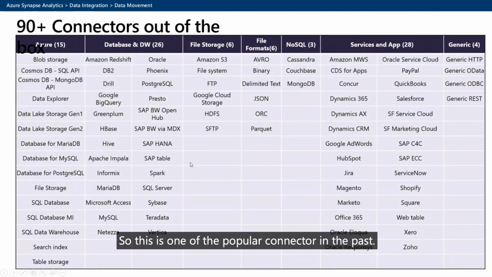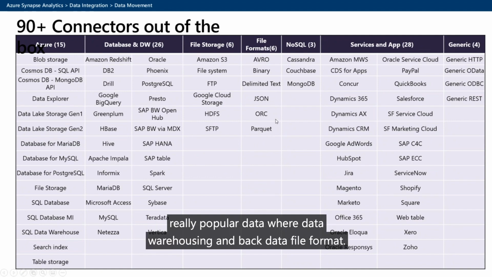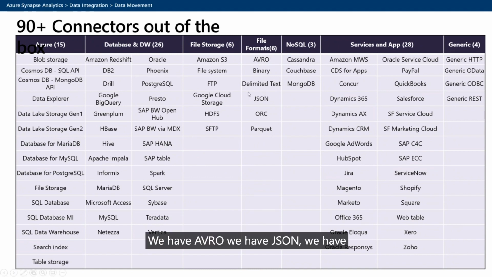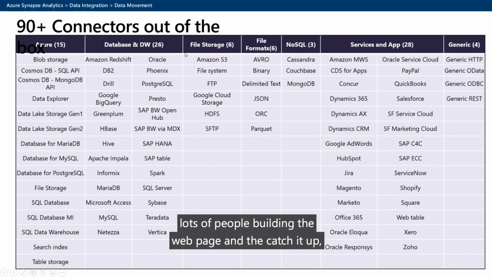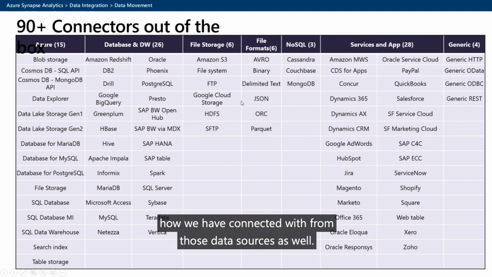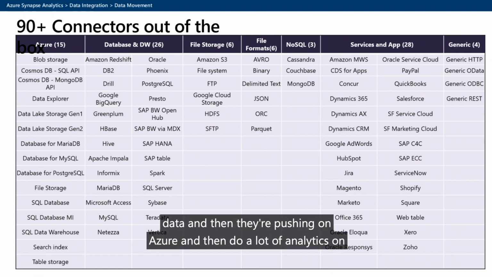So this is one of the popular connectors in the past. I just want to point out that we have Parquet, which is a really popular data warehousing and big data file format. We have Avro, we have JSON, we have the HDFS connector, and you can even connect to other clouds as well. A lot of people build a web page and then cache it or place it on S3 or Google Cloud. We have connectors to those data sources as well. So you can connect different data sources, push the data to Azure, and then do a lot of analytics on different data sources.